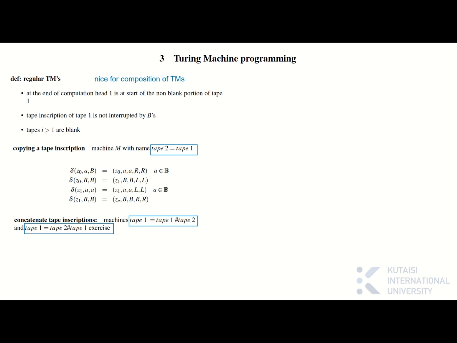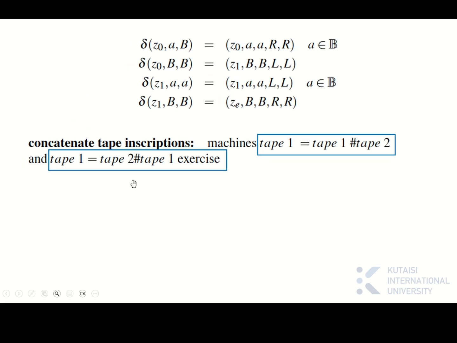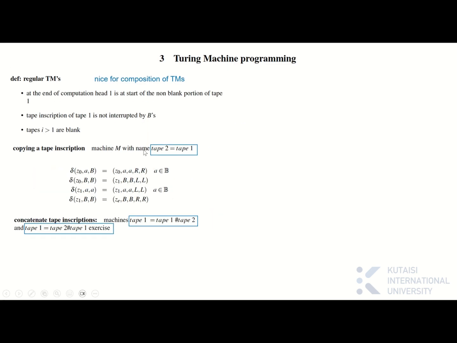Now, concatenating tape inscriptions is an exercise. For example, this machine, tape 1 equals tape 1 hashtag tape 2, has 2 tapes, something written on tape 1 and something written on tape 2. It's supposed to copy tape 2 and concatenate it with tape 1 and put a hashtag in the middle so you know exactly where the separation happens. And you can also do tape 2, tape 1, that means concatenate from the left and concatenate from the right. So this is in your exercise, I guess.